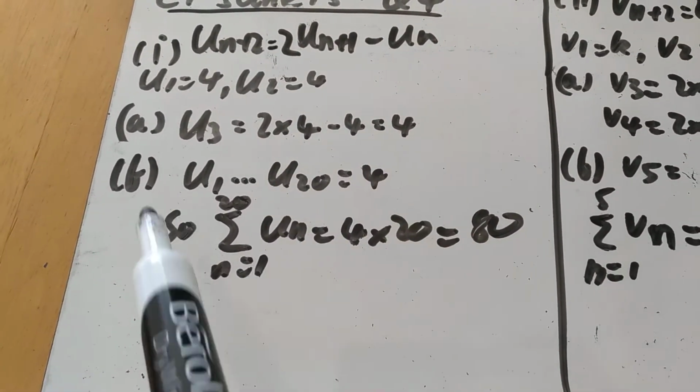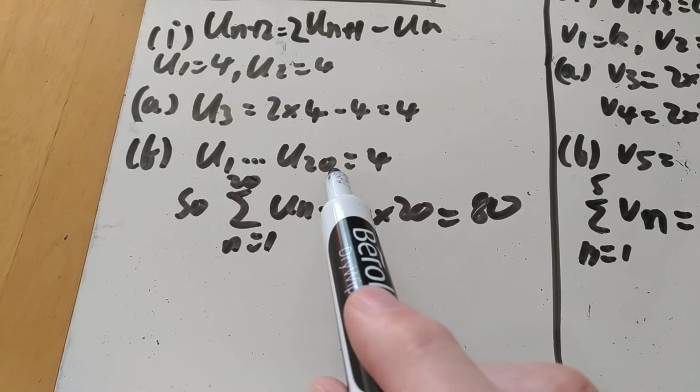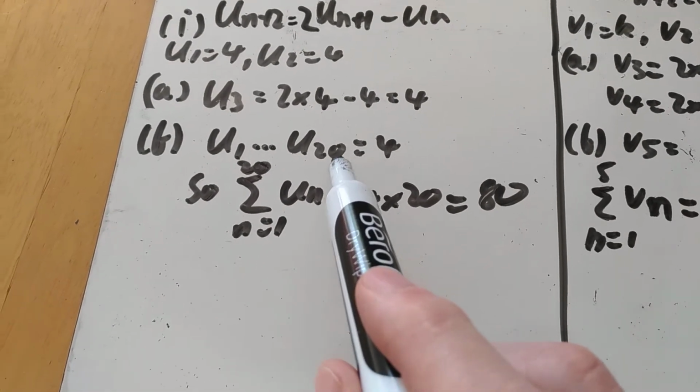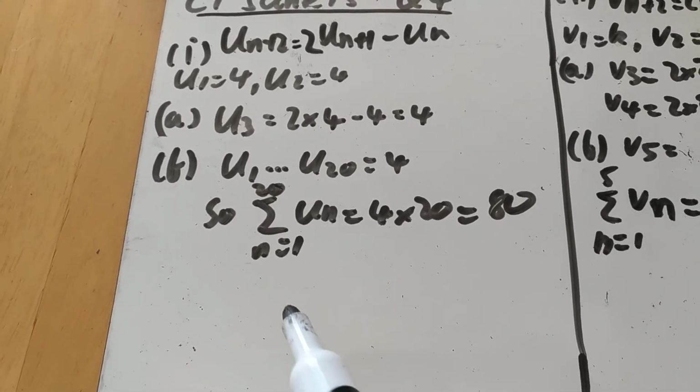4 again, which is why part B, for 2 marks, find the sum of the first 20, is simply 4 times 20, which is 80. Nice and straightforward at that stage there.